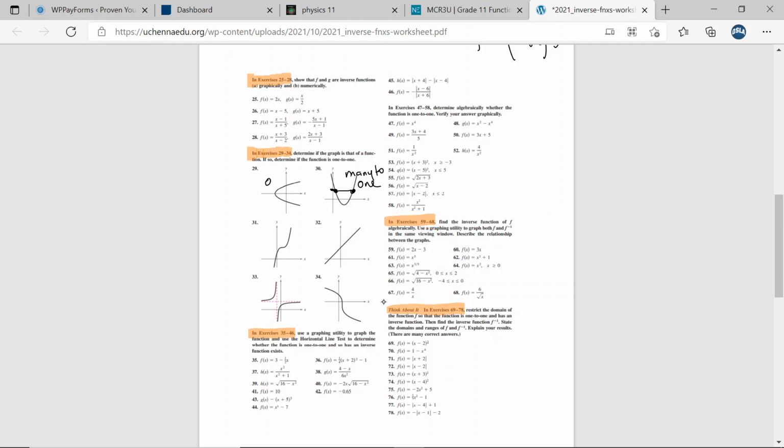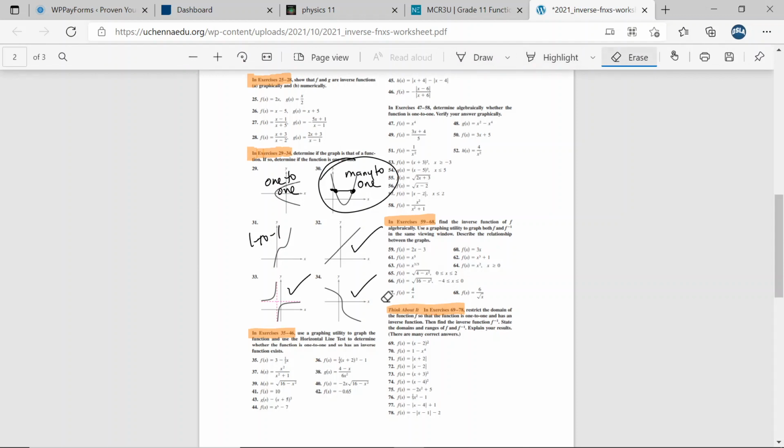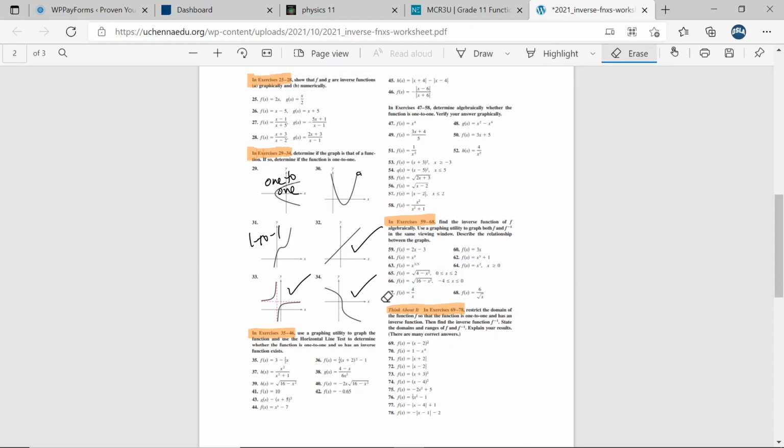This function here is one-to-one. For any particular y, I only have one x. This one is also one-to-one. For any particular y, I only have one x. This one is a one-to-one, one-to-one, and one-to-one. So the only one that's a many-to-one is this parabola here in question 30. And then it also says, well, determine if it's a function.